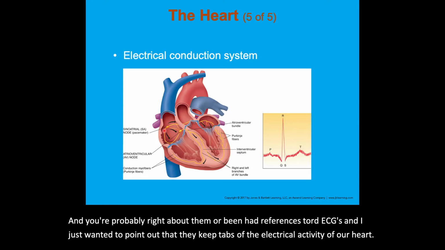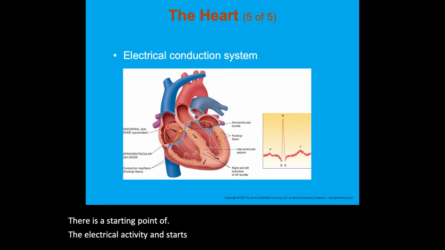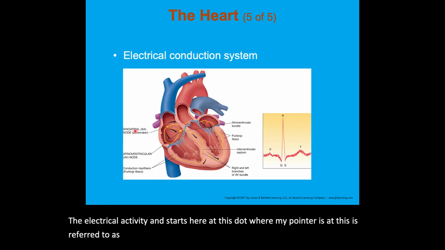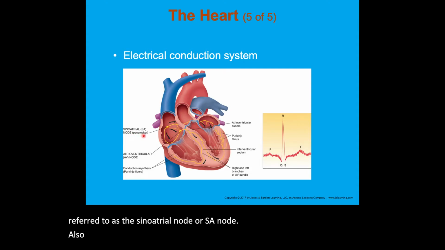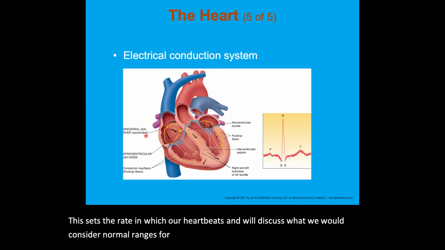Now, there is a starting point of the electrical activity. It starts here at this dot where my pointer is. This is referred to as the sinoatrial node, or SA node, also known as the pacemaker cell. This sets the rate at which our heart beats. And we'll discuss what we would consider normal ranges for heart rates a little later.